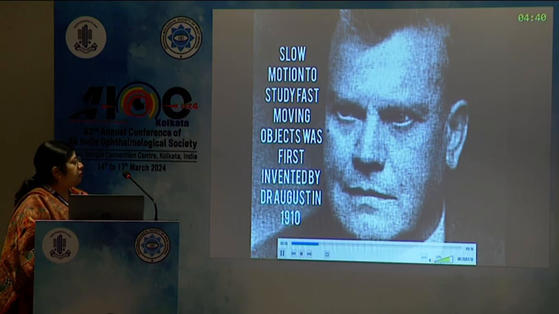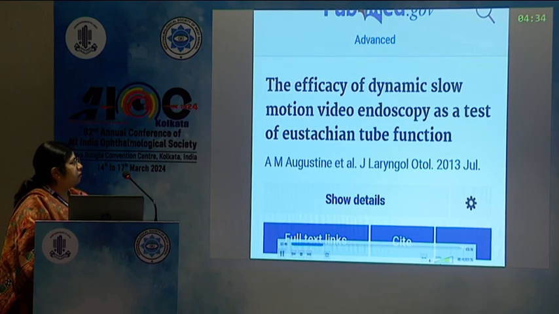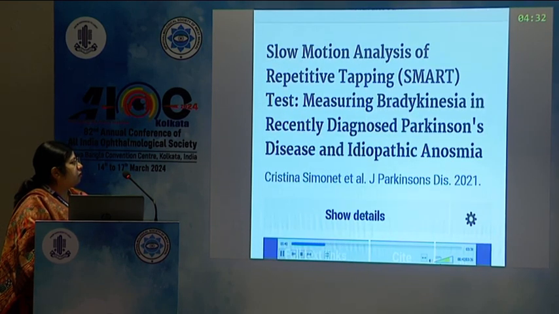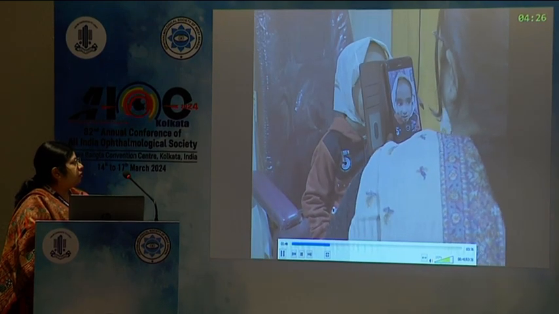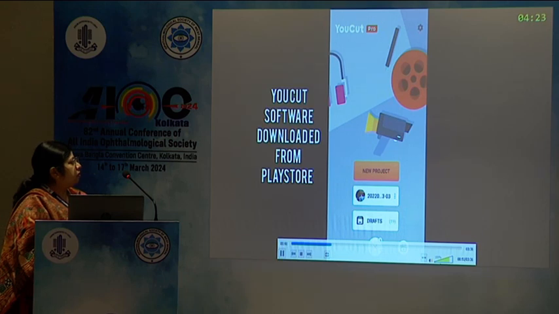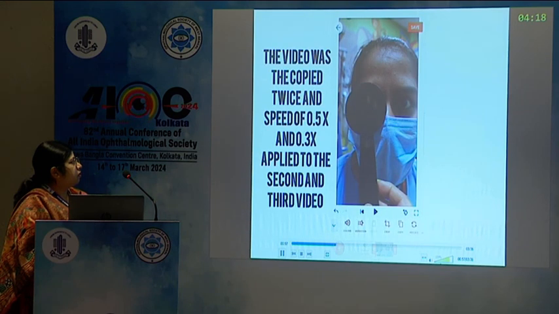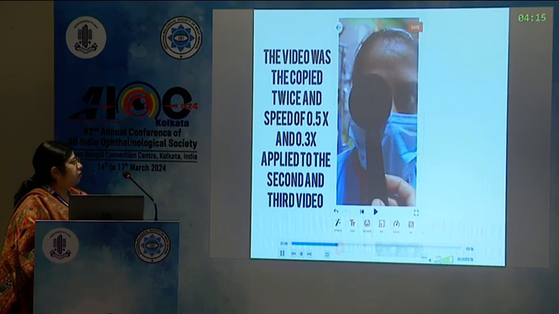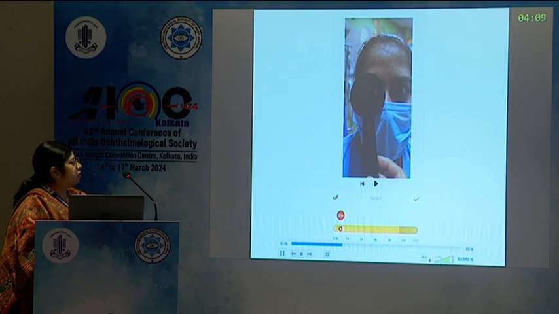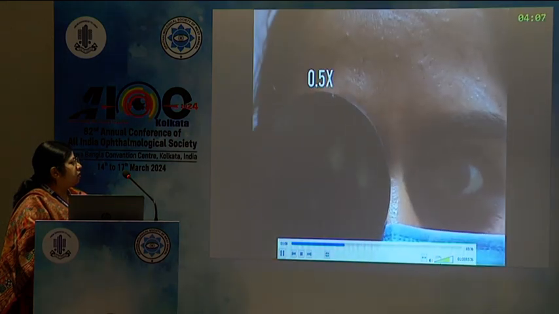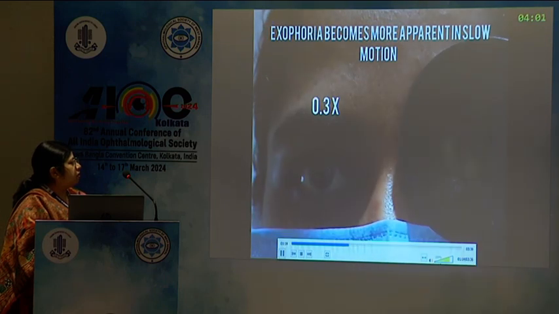Slow motion to study fast moving objects was first invented by Dr. August and has been used in sports since long. In medicine, it was introduced in 2013. We used this technique for the cover test. We took video during the cover test on an Android phone. The video was transferred to an app you could download from the Play Store. The video was copied twice and speeds of 0.5x and 0.3x applied to the second and third video. This video was then played and replayed on the media player. Here we can see the exophoria becomes more apparent in slow motion.